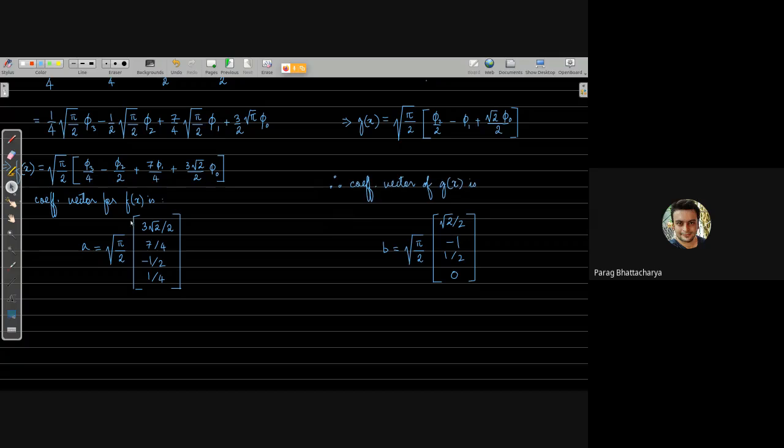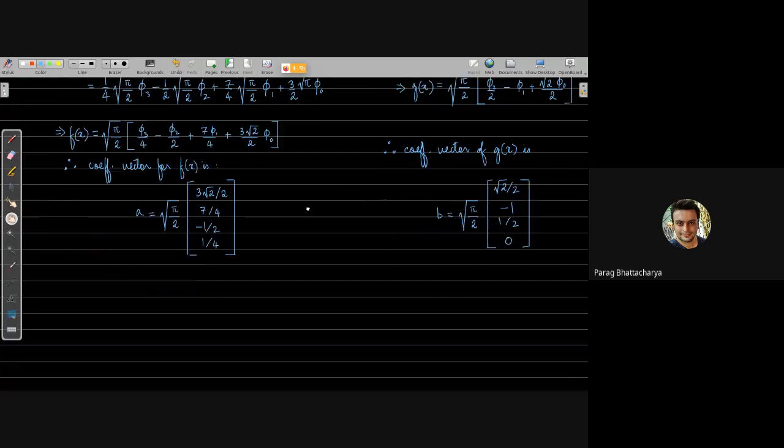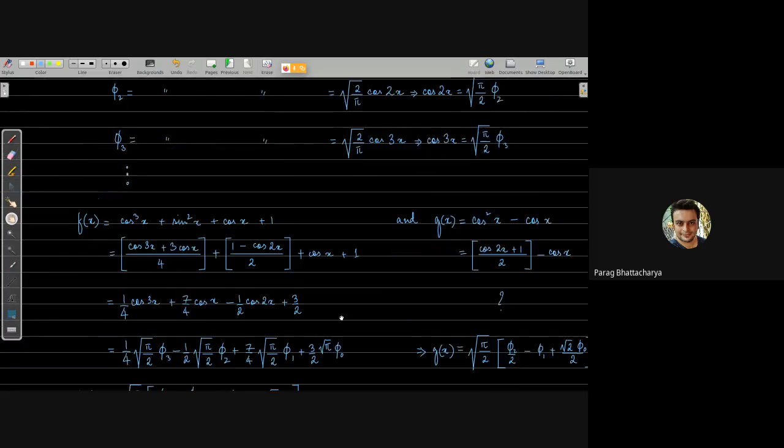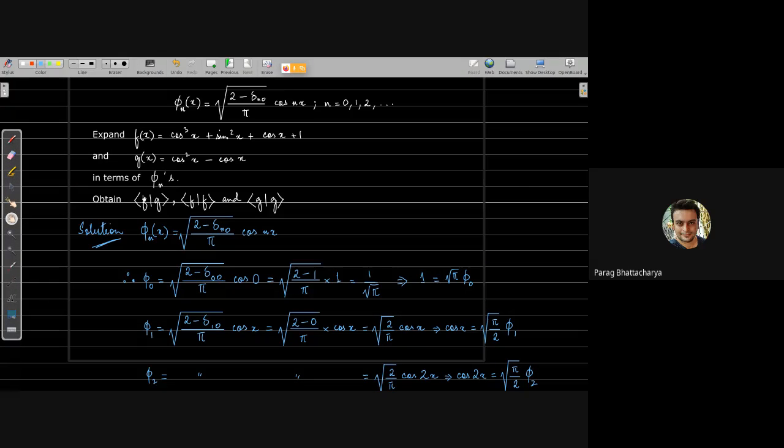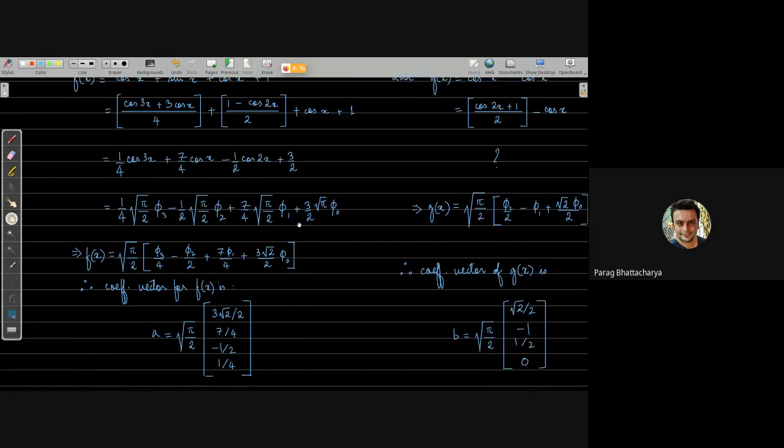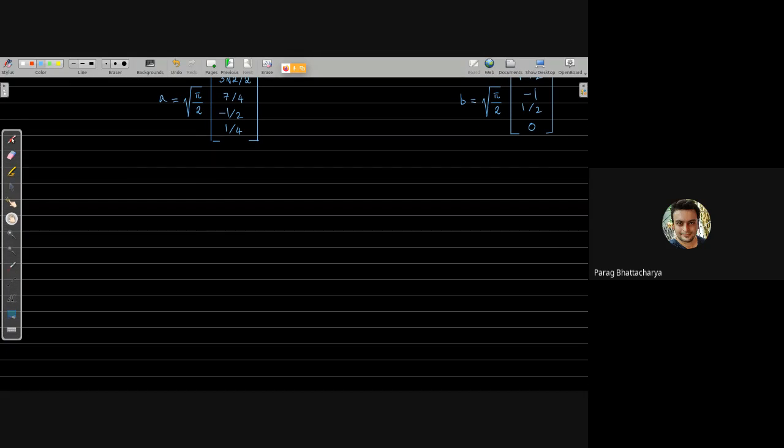So we have the coefficient vector of f and the coefficient vector of g. Now it is very easy, because we need to find out what these scalar products are: f with g, f with f, and g with g. Therefore, first, f and g. What will this be equal to?